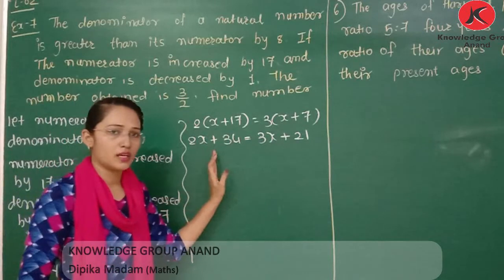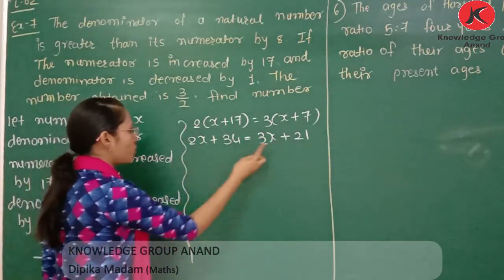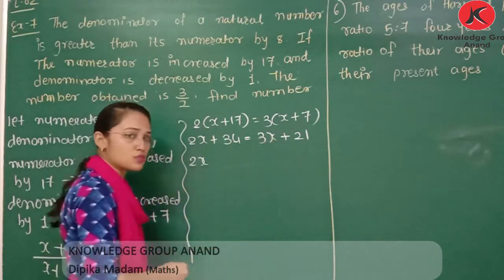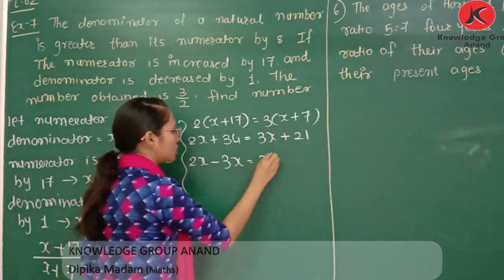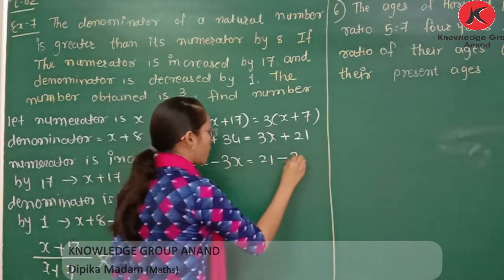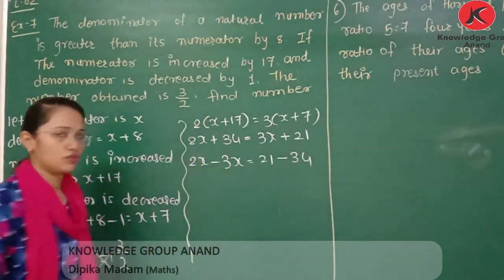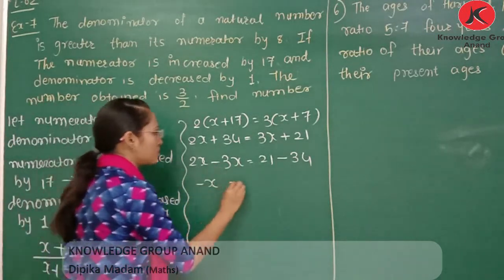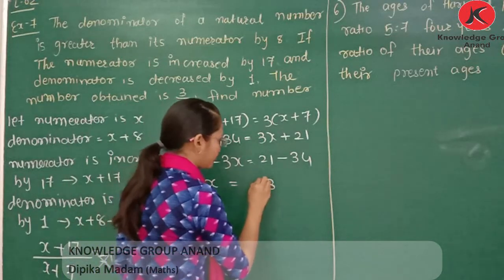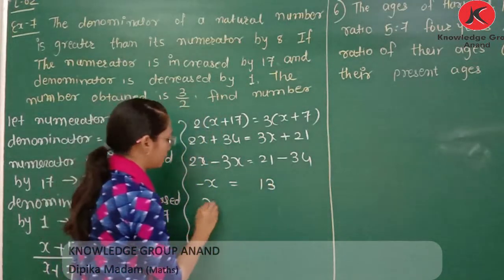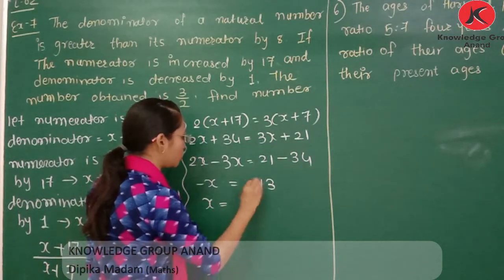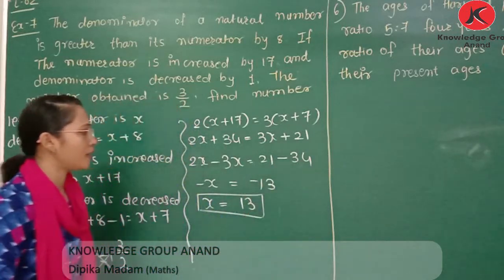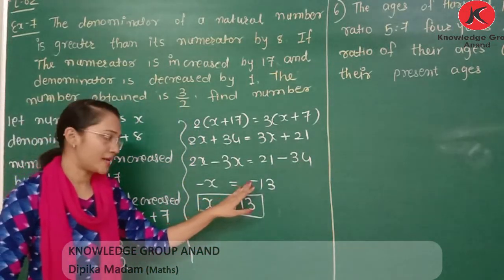Now variable on one side and constant on the other side. So we will move 3x to this side, 2x. What is the sign of 3x? It is positive, it becomes negative, and 34 that is positive becomes negative. 2x minus 3x, so it is minus x, because the bigger number is 3 and its sign is minus. Here you will get 13. So minus x is equal to minus 13, so x is equal to 13. Here 34 is the bigger number, so you will get minus sign in the answer.